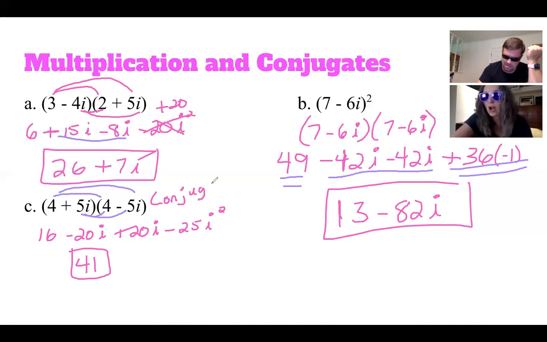They're actually called complex conjugates. Yeah, that too. And complex conjugates make real numbers.